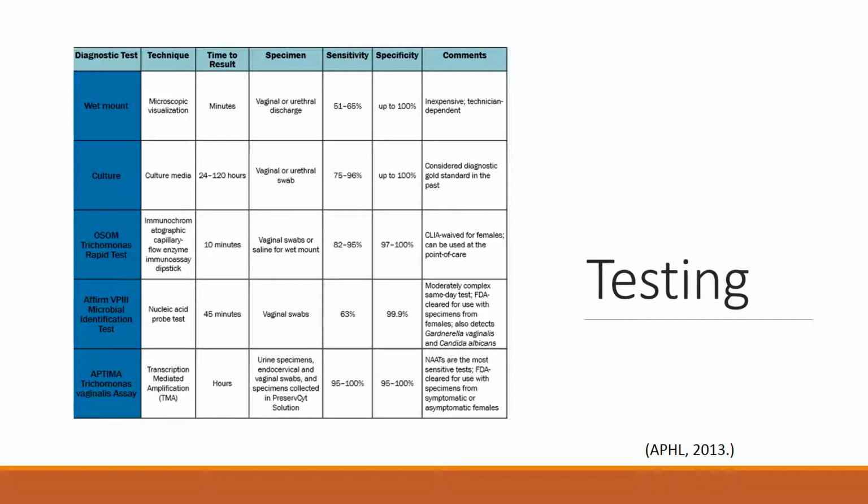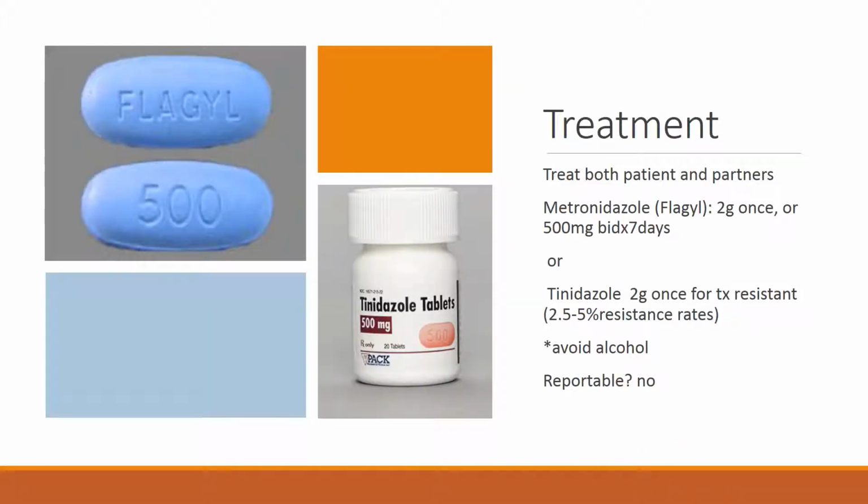I do see, for the most part, a lot of people using the Affirm test down here. I was actually really surprised to find out what low sensitivity that has. But it is really super easy. The downside is it's very expensive, so not a very good option for people without insurance. Now, we don't have the Aptima test where I practice, but this would be a really great option. If you see here, if you have the Aptima Trichomonas test, you've got great sensitivity and specificity. So that might be your go-to if you have the option.